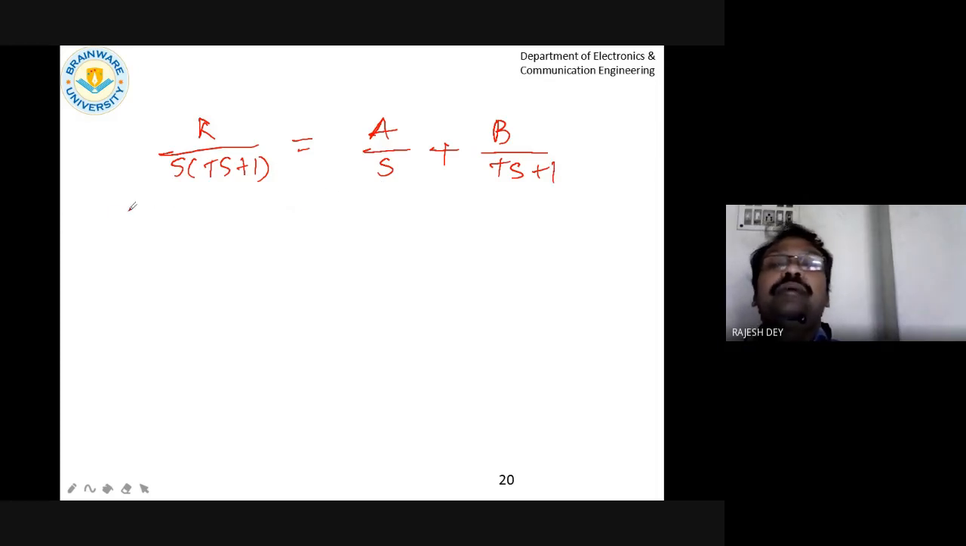Now for finding A, we multiply with s. So what will be the case? K into s divided by s into Ts plus 1.